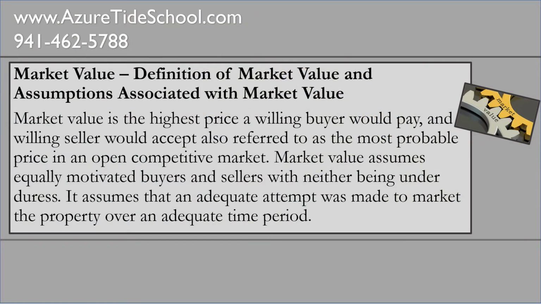Market value, definition of market value, and assumptions associated with market value. Market value is the highest price a willing buyer would pay and a willing seller would accept, also referred to as the most probable price in an open competitive market. Market value assumes equally motivated buyers and sellers, with neither being under duress. It assumes that an adequate attempt was made to market the property over an adequate time period.